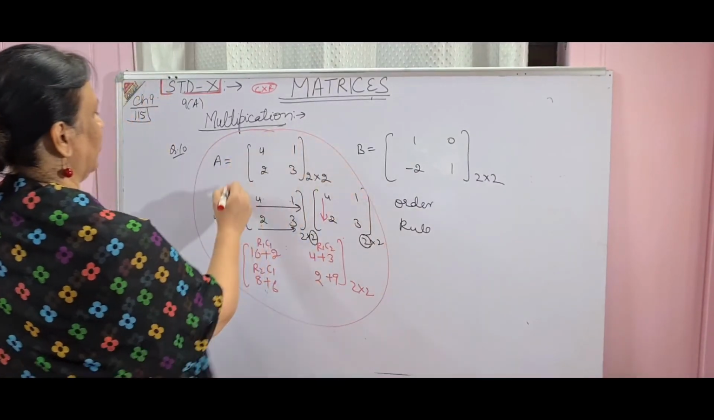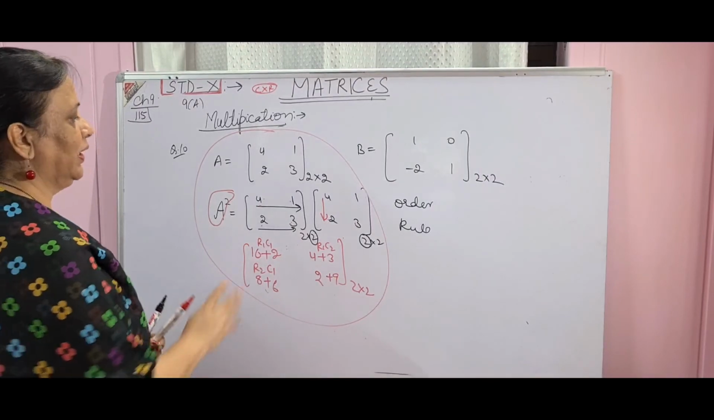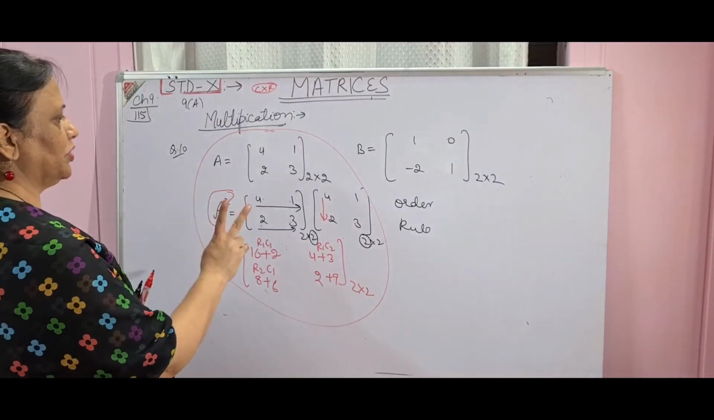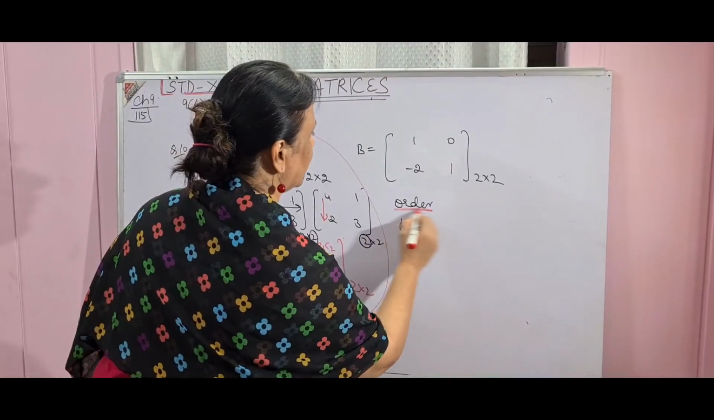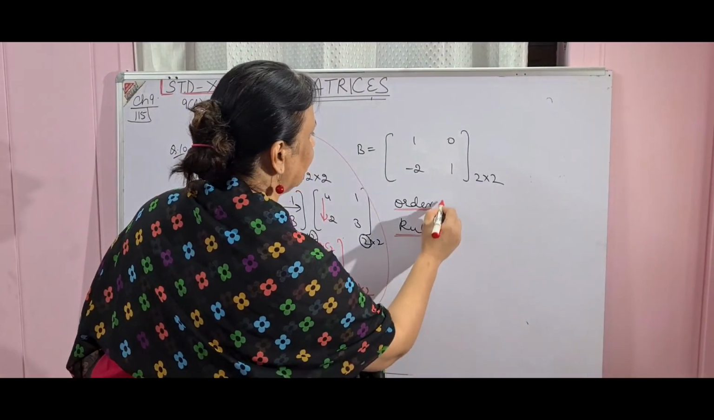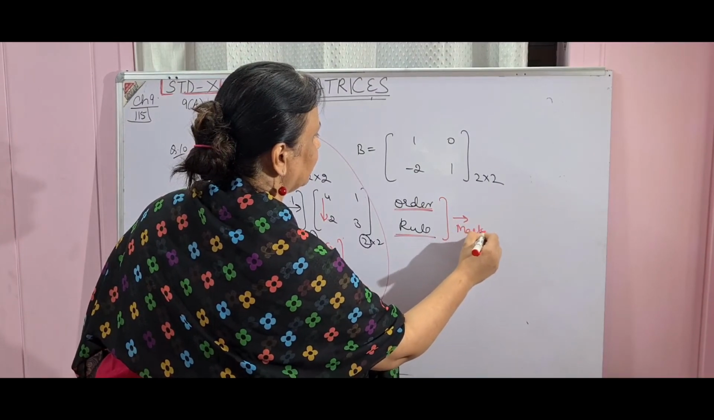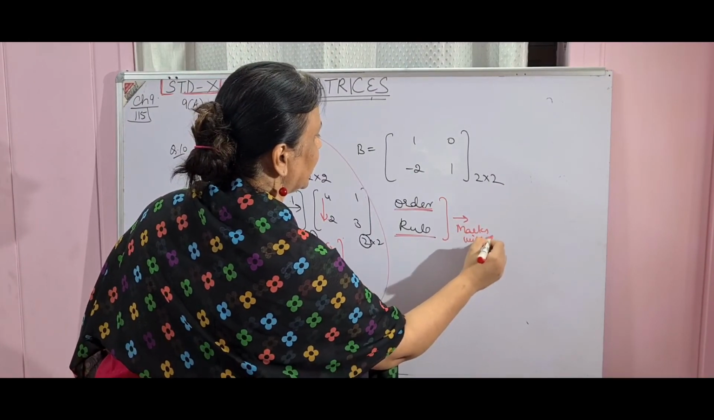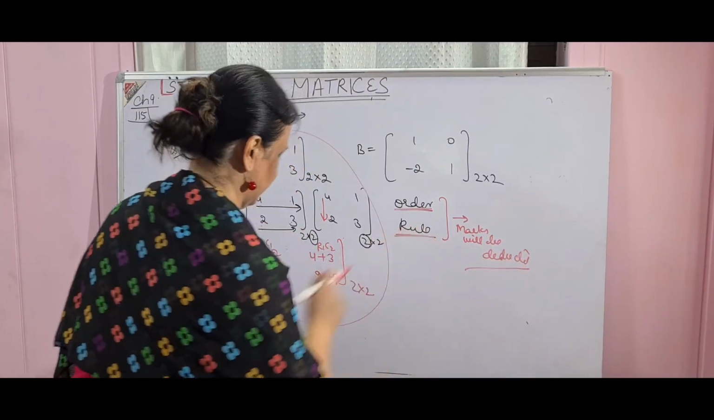So A square, I wanted to make you understand, does not mean that you square the elements. It means you will write A two times and follow the rule of multiplication. Be very careful about the order and the rule. If you do not write it, your marks will be deducted. Marks will be deducted. And these mistakes you have made in the unit test. Please don't repeat them in the first term now.